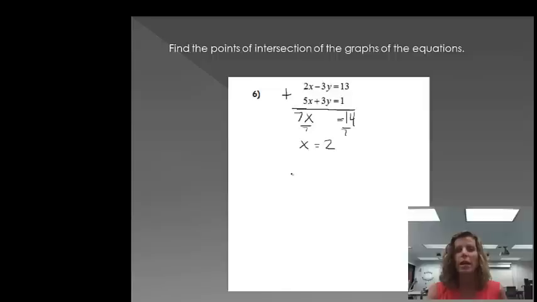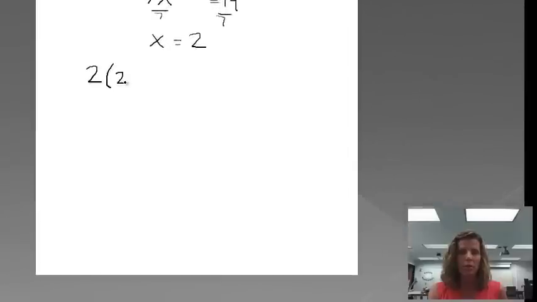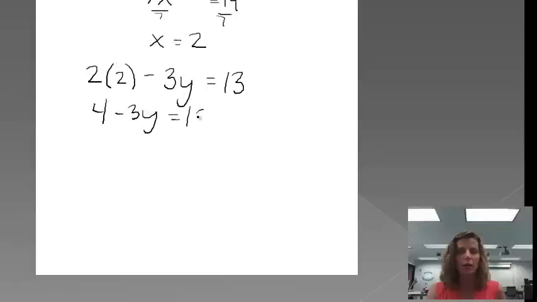Of course, I'm not done because I need to find out the y value that goes with the x value. So I'm going to go into either equation. I'm going to actually go up into the first equation. So wherever I see an x, I'm going to put x equals 2. And then I'll just solve for y. So I'll get 4 minus 3y equals 13.